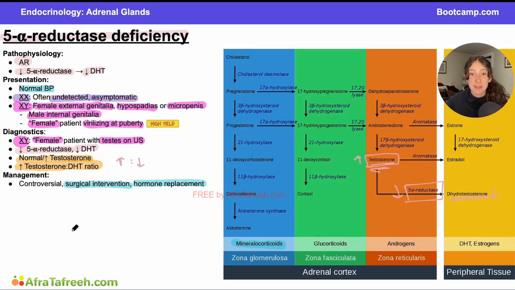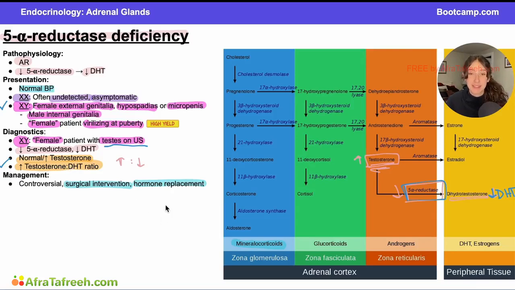So that was a lot. Let's quickly recap what we talked about in this video. 5-alpha reductase deficiency leads to decreased levels of DHT. This classic presentation is going to be an XY patient who has apparently female external genitalia, but internal testes when tested on ultrasound. And then a great diagnostic screening test for 5-alpha reductase deficiency is going to be this elevated testosterone to DHT ratio.